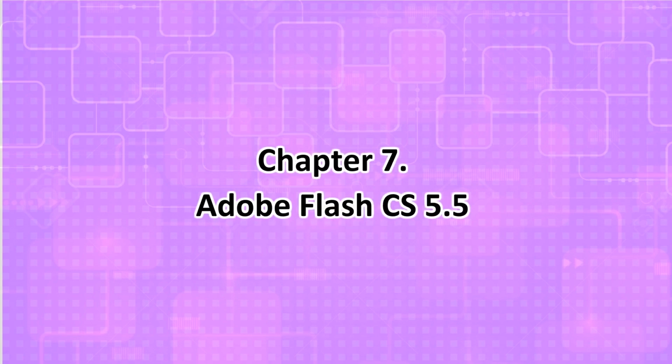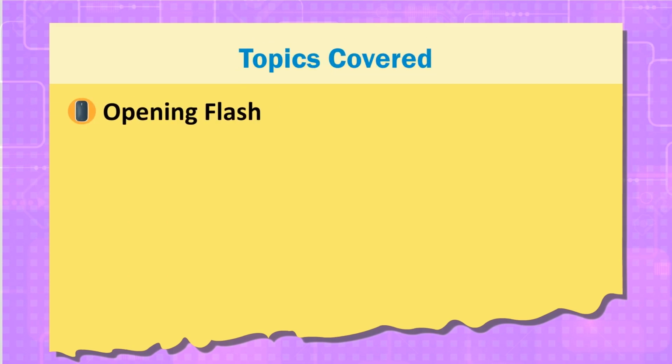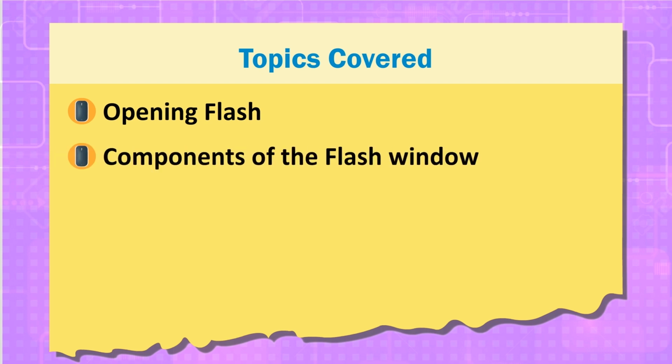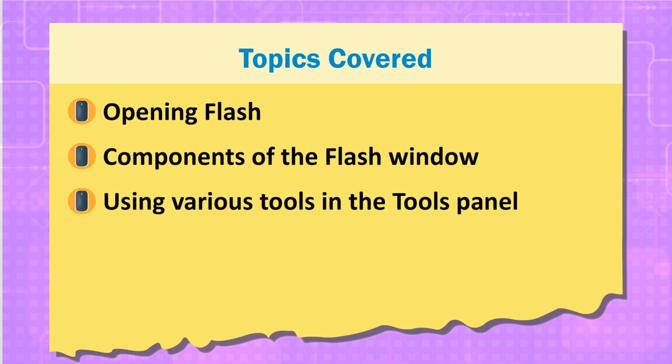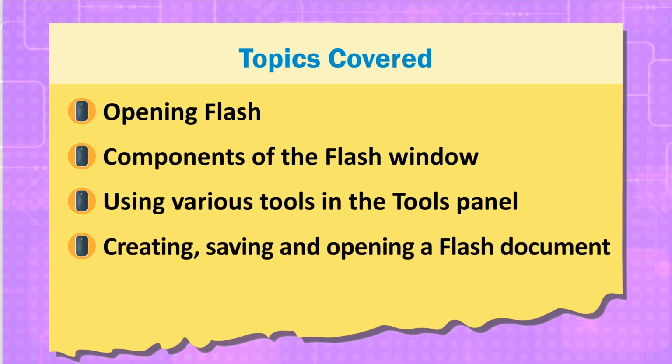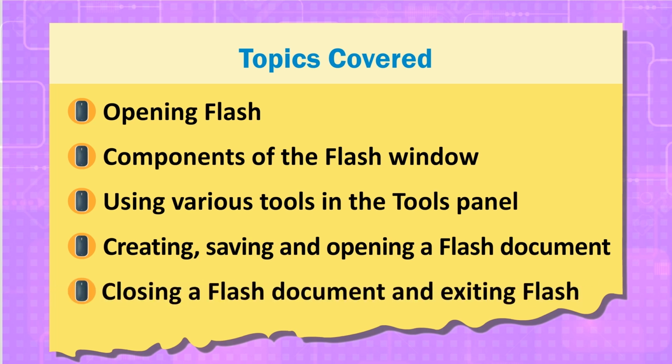Chapter 7. Adobe Flash CS 5.5. Topics covered. Opening Flash. Components of the Flash window. Using various tools in the Tools panel. Creating, saving and opening a Flash document. Closing a Flash document and exiting Flash.